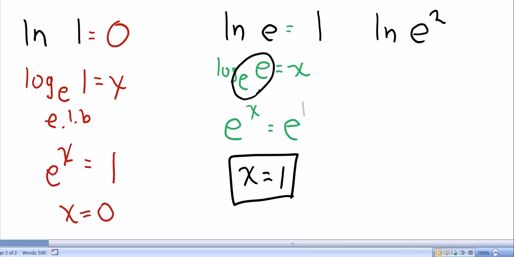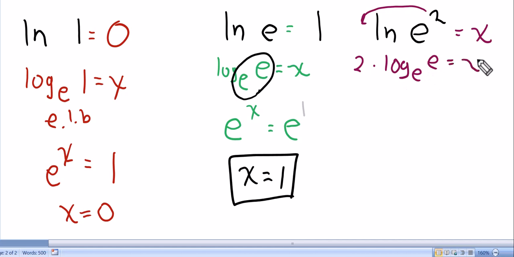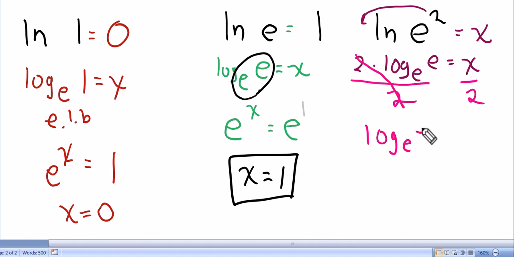For this one, we could do it a couple of ways. Let's make this equal to x, and let's actually begin with the power. We could do this, put it in front. Don't forget, natural log is log base e. And then we would actually divide both sides by 2, because I want the log to be by itself. So I have log e equals x over 2.